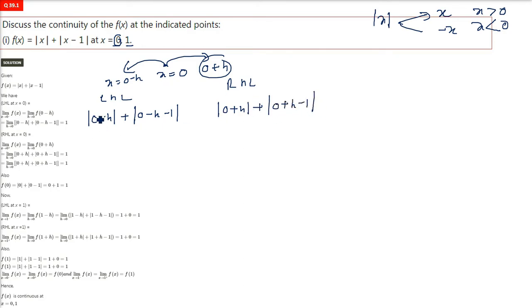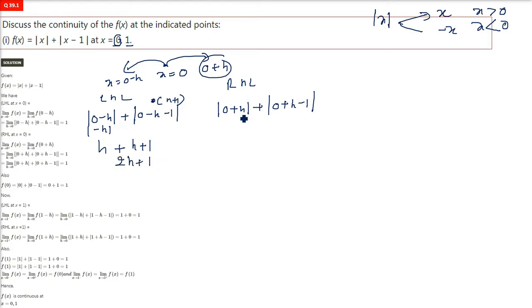Okay, what is this? 0 minus h is minus h. Modulus of minus h is h. Here, minus h minus 1. What you can do is you can take minus common. You can say h plus 1. And when the modulus is removed, it will be positive. So plus h plus 1. Basically it is 2h plus 1. But we'll just apply the limit.